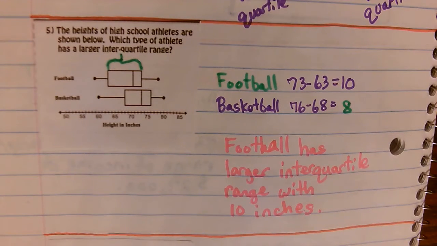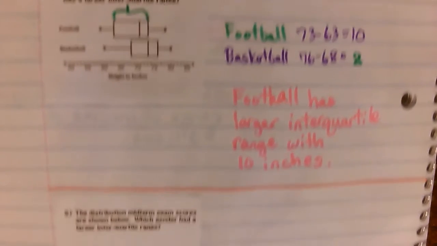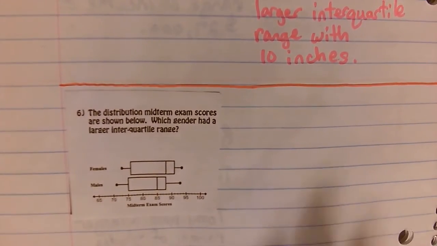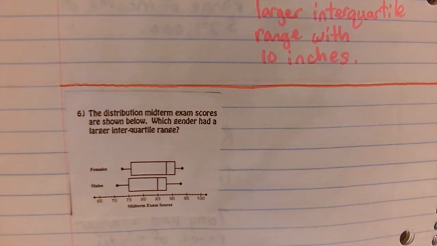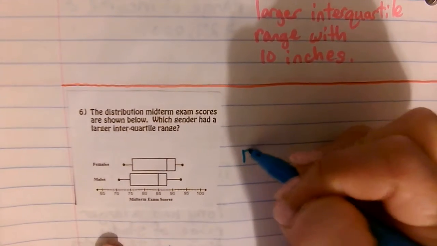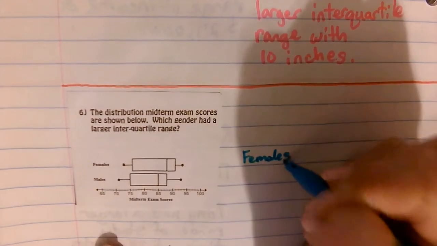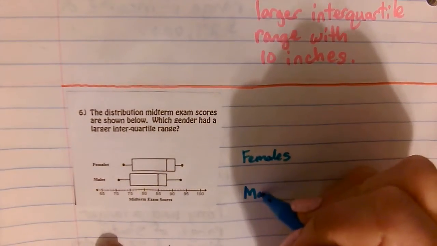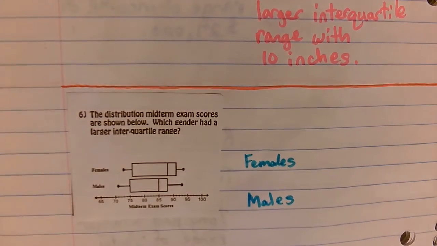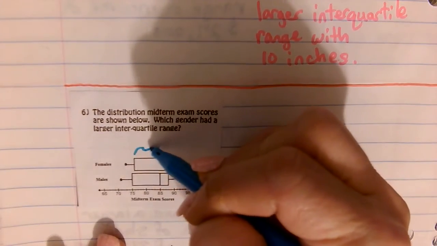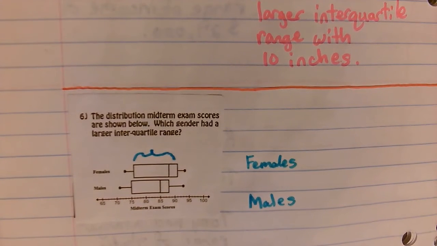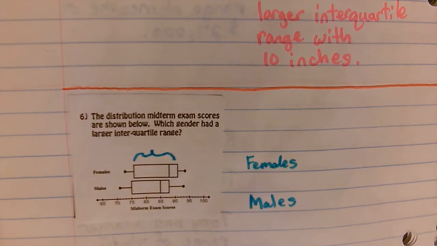Alrighty. Now let's move on down to the last one for the day. Number 6. The distribution of midterm exam scores are shown below. Which gender had a larger interquartile range? So we want to know if it was the females or if it was the males. So in this particular case, we are once again looking at the range inside those 2 boxes, the interquartile range, and that's 50% of the entire set of data. So with this one, let's take a look.